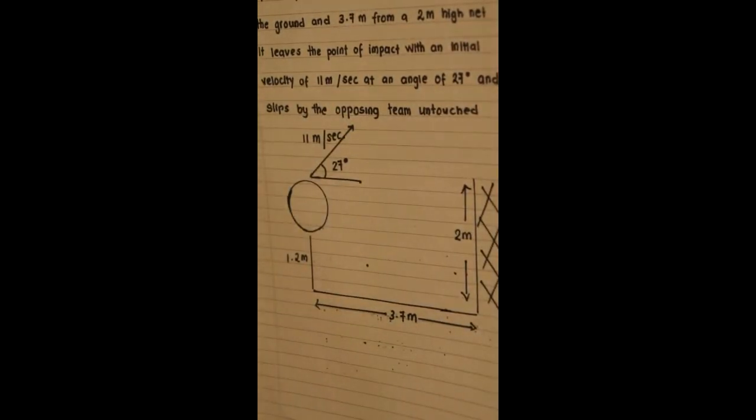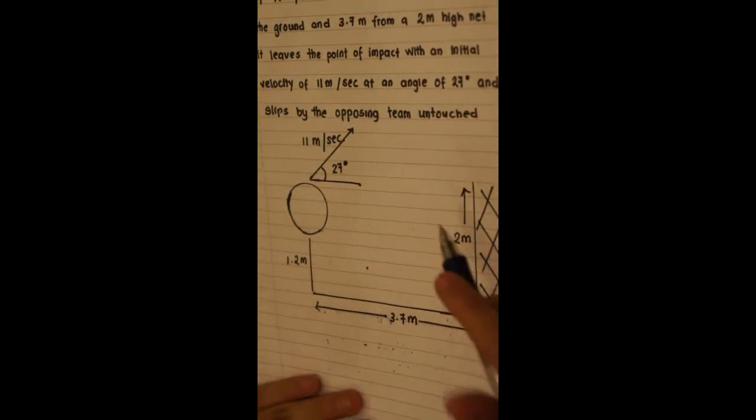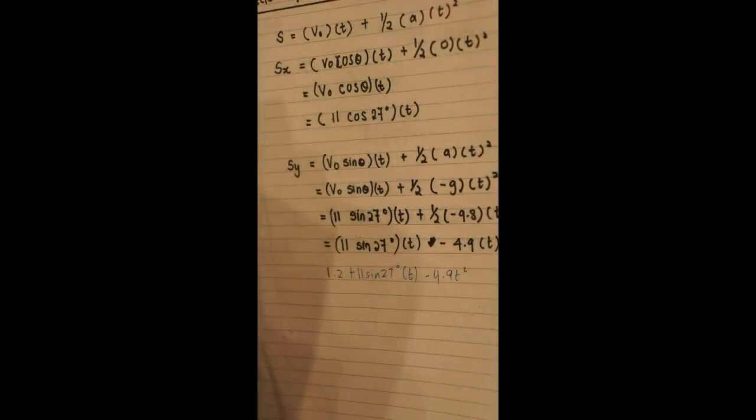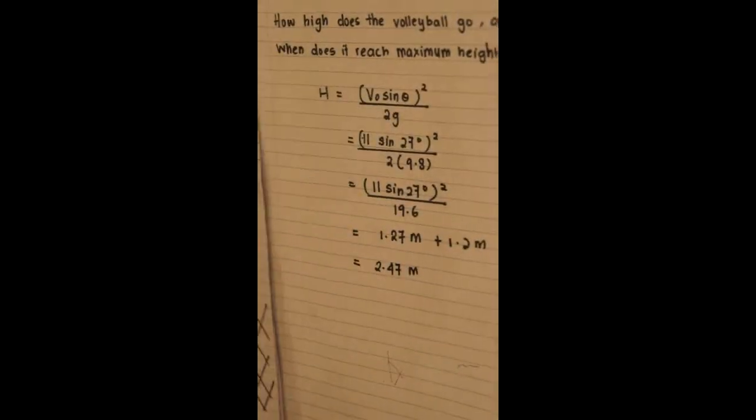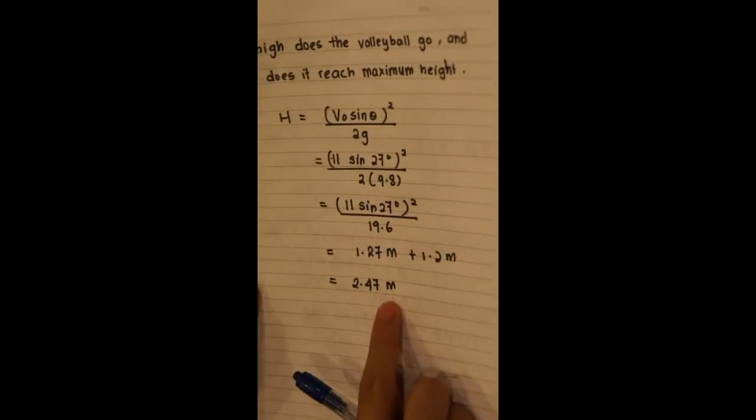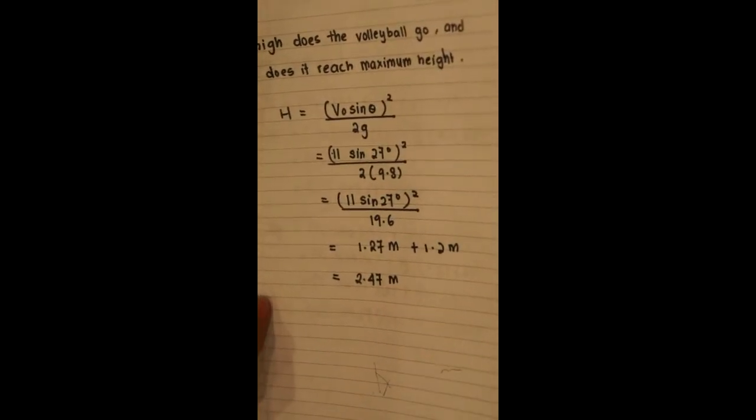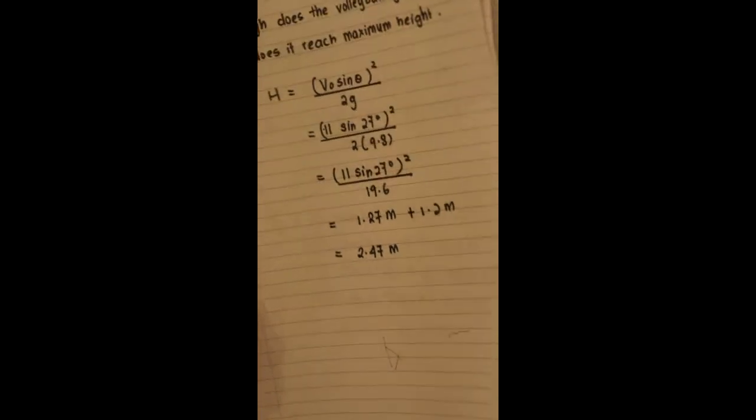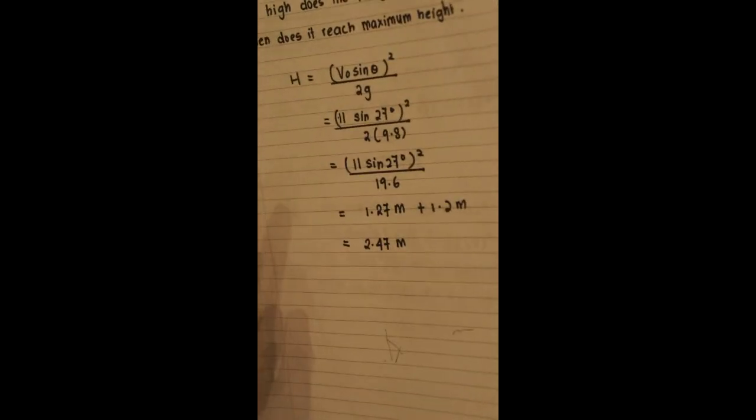Now part E of the question asks, if the net were raised to 2.5 meters, will it change things? Well, definitely it would, because the maximum height which the volleyball could reach is 2.47 meters. So since it can't pass the net, it will just hit the net and fall down, logically, of course. So in the end, it will change things because the volleyball would hit the net and fall down, basically.